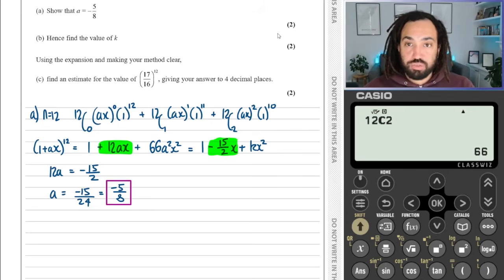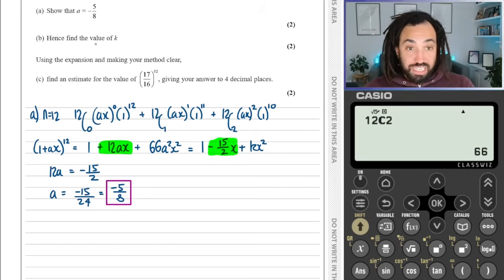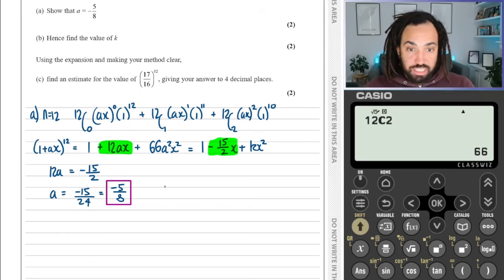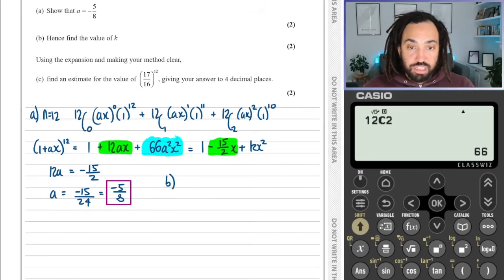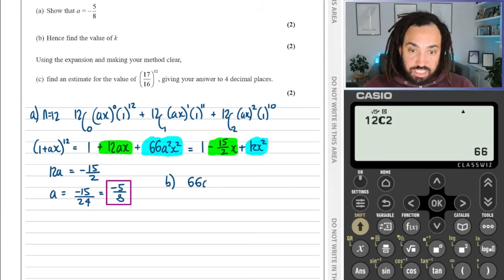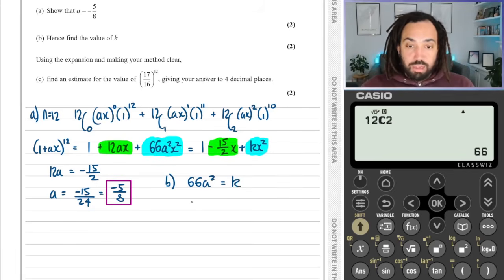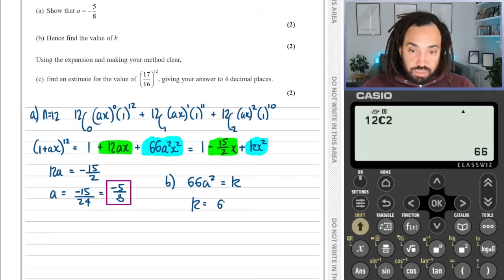Okay, that's helpful. Now on to part B. It says hence find the value of k. Well, we can again use the expansion. Now the x squared terms must match up. So that tells us that 66a squared must equal k. So k is equal to 66 times a squared, and a squared will be minus 5 over 8, squared.